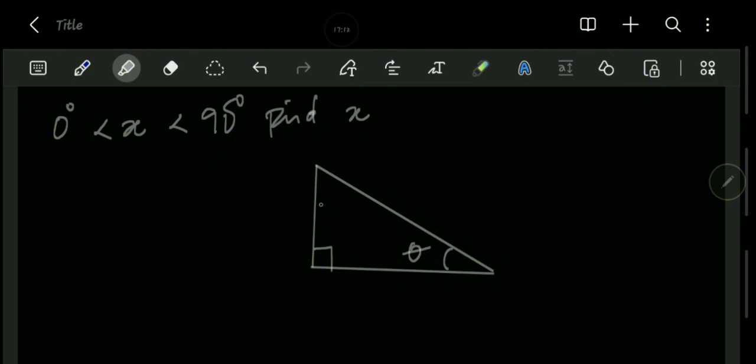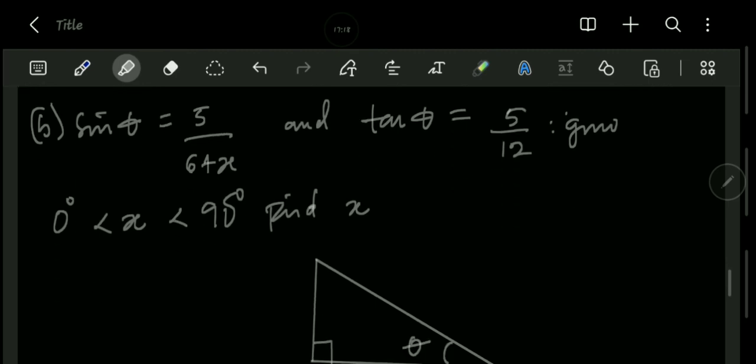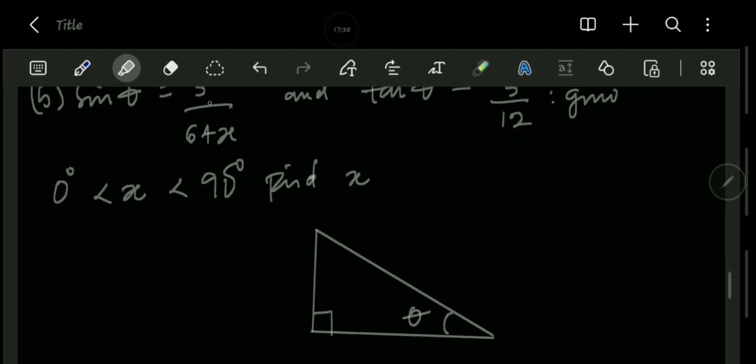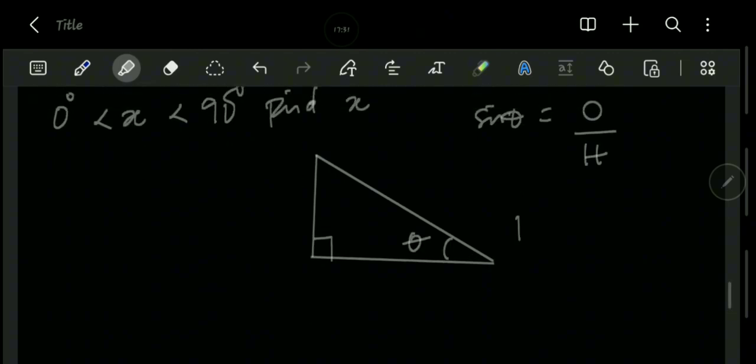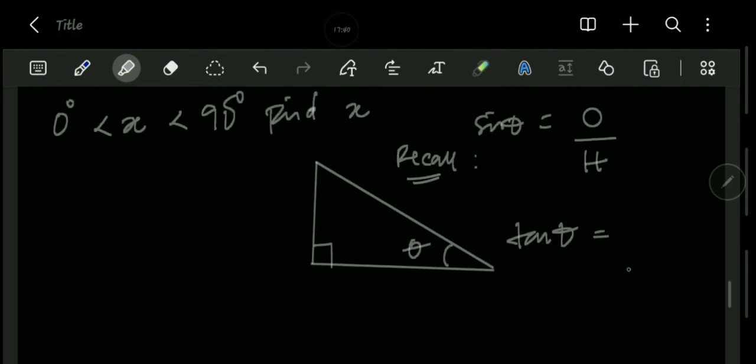But assuming I place the angle here facing down, that means here will be your opposite as well. So how am I going to work with this? Remember that they said that sine theta is 5 over 6 plus x. Now let's recall that sine theta is opposite over hypotenuse, right? And tan theta is opposite over adjacent.